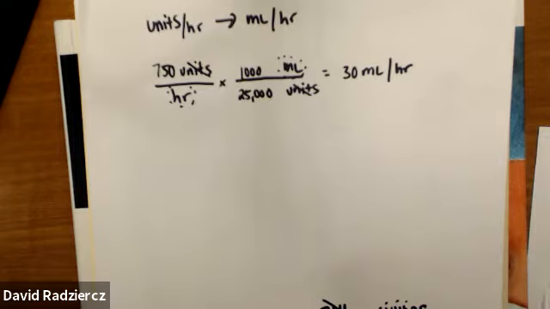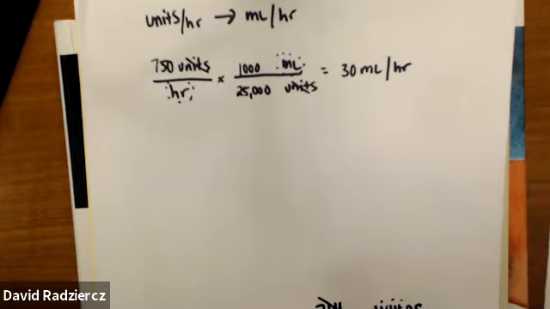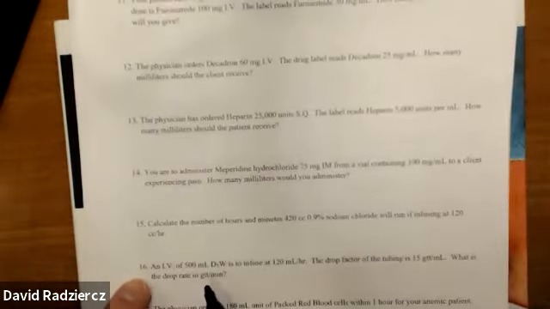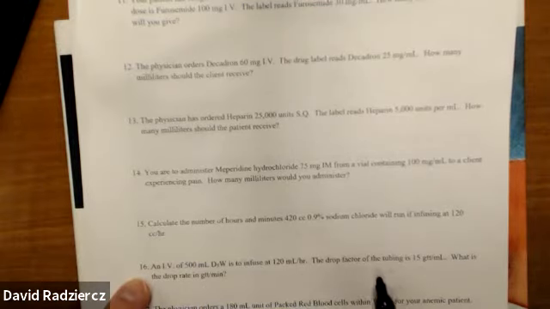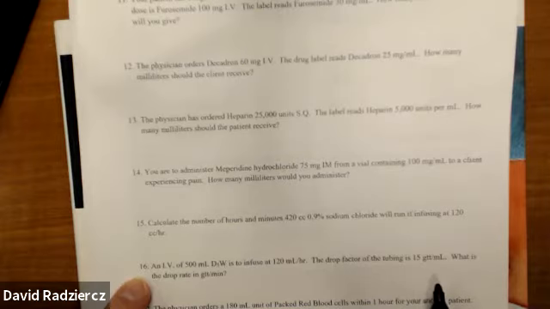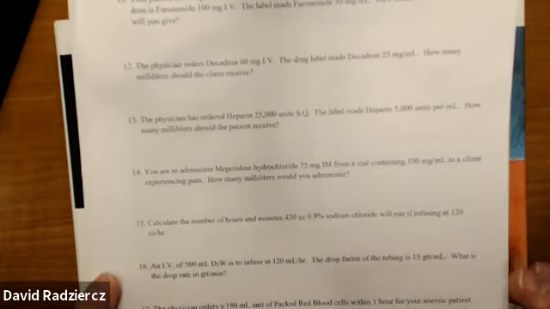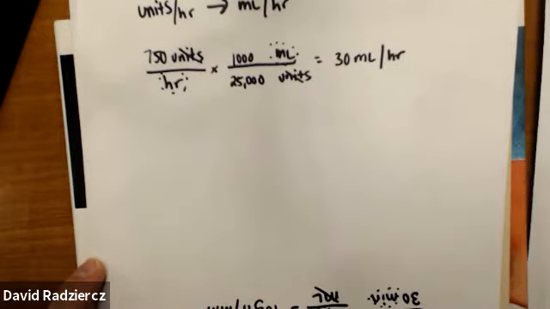Oh, okay, 16 is another drop rate question that was asked here. So 16 says we have an IV of 500 milliliters infusing at 120 milliliters per hour. The drop factor is 15 drops per milliliter. What is the drop rate in drops per minute? So let's do that.